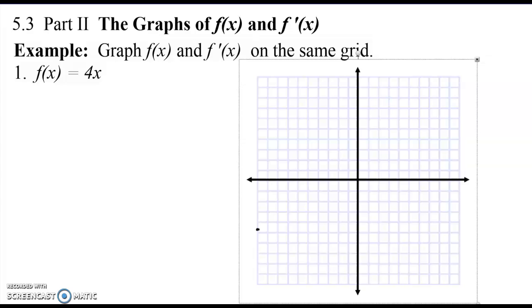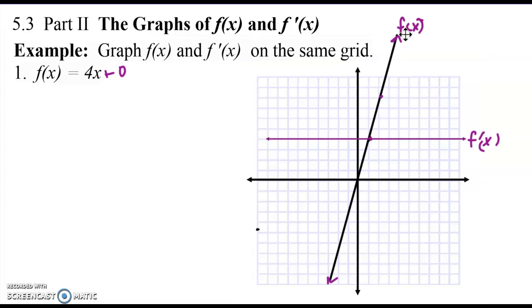So here f of x is a linear function. You can use y equals mx plus b here, and if we would write a b in, we could say plus 0. The m in this case is 4 over 1, the slope. Pause it, graph that, find the derivative, and graph it.